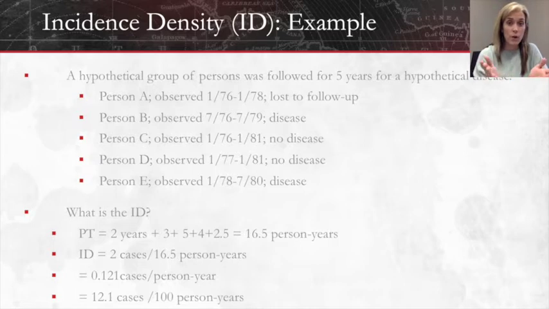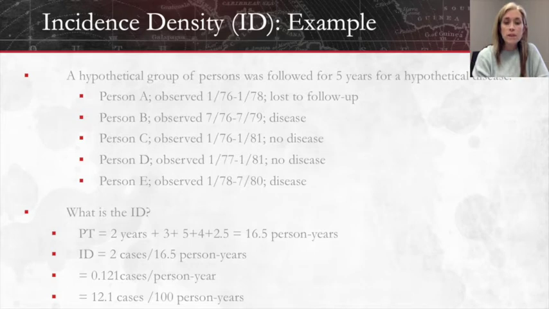So even though we were following them, even though they were still a part of our study, they stopped contributing disease-free time units in January of 79. And so you can go through each person. And so ultimately, we need to calculate the incidence density rate, okay?